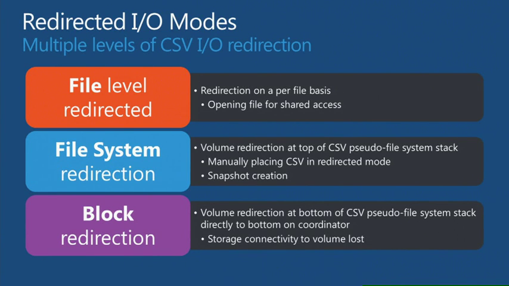File system level redirection is what you are familiar with in 2008 R2. You could go right now, click on a CSVFS volume and put it into file system level redirection. Maybe you wanted to perform some maintenance on the node, or fix some sort of connection to the SAN. So that's sort of planned redirection. And block level redirection we just talked about.